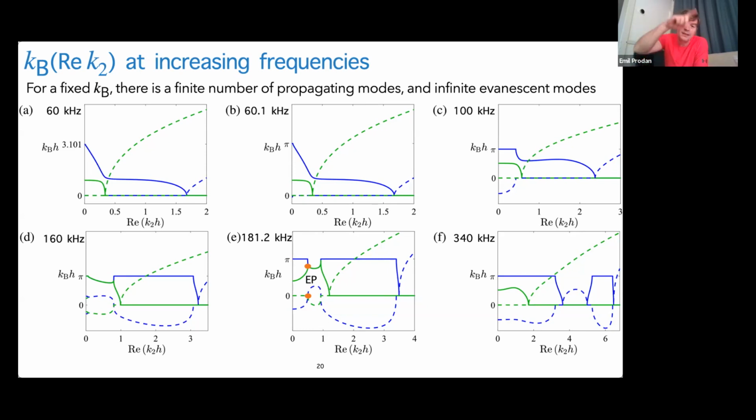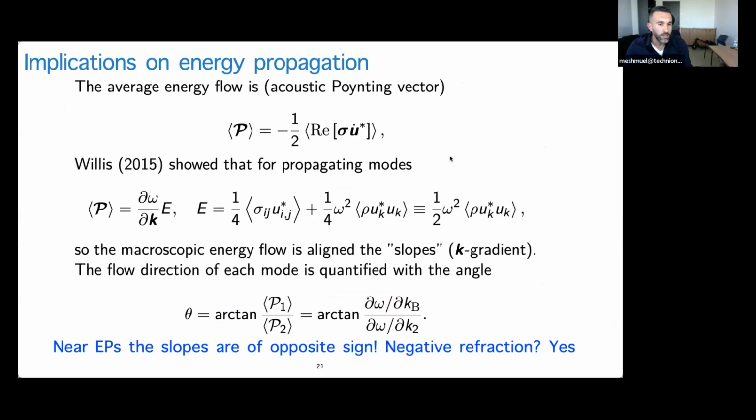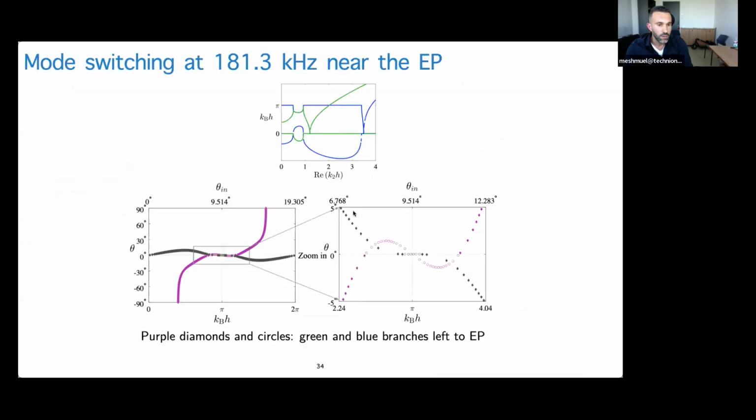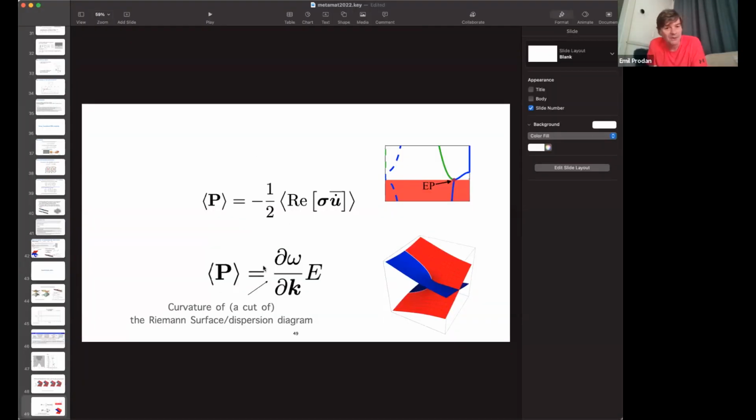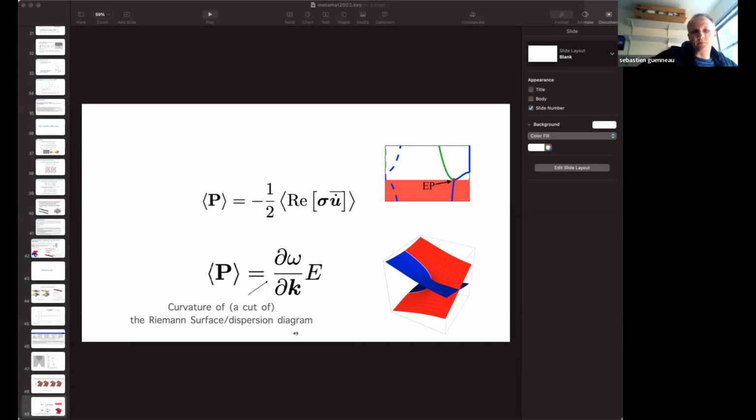So these exceptional points can give you a handle to control the curvature of the dispersion. I don't know, maybe I wrote it somewhere here. Yeah, so I found it. In an ordinary laminate, just the two modes were coupled. Yeah, very interesting. So this is the argument: the curvature, which goes like the energy flux, is actually the curvature of a cut of the Riemann surface. So tailor this and you tailor how energy will propagate.